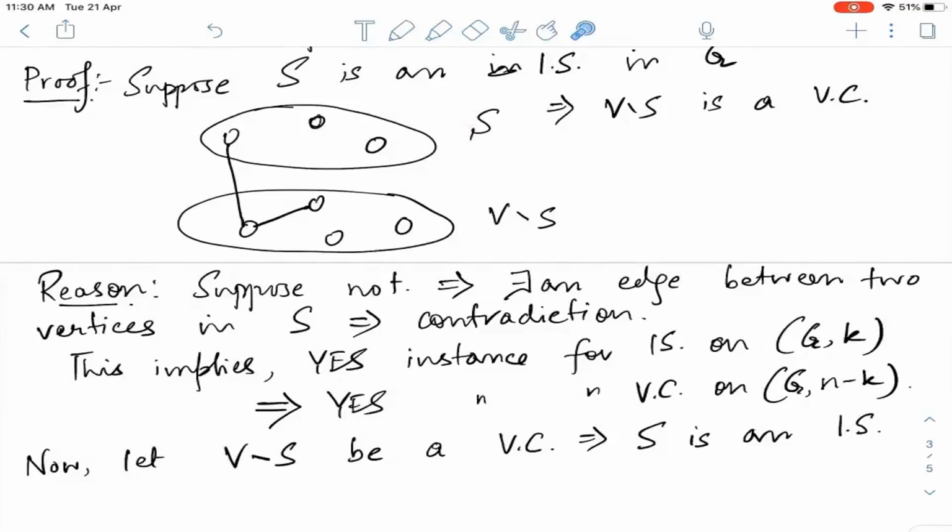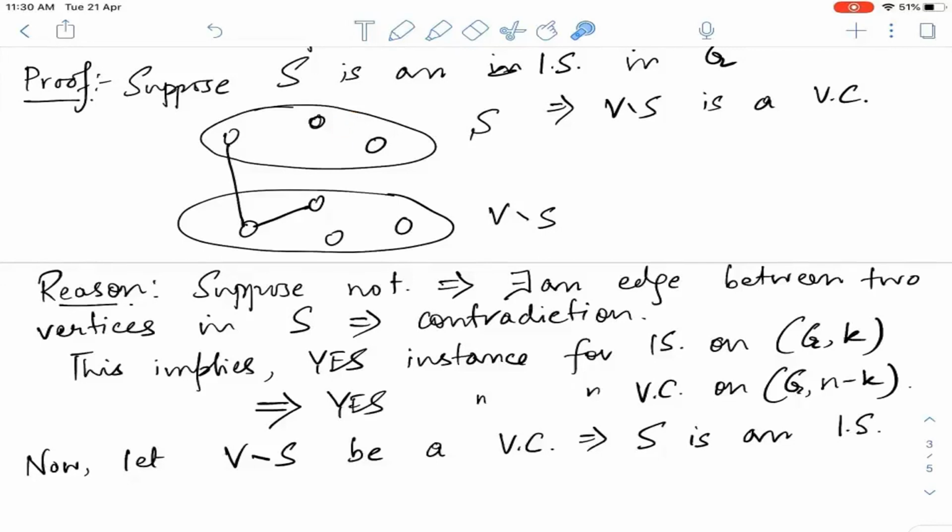It's very clear, because if not, that is, if S is not an independent set, then there is an edge between two vertices in S, which means that V minus S cannot be a vertex cover, because no vertex in V minus S can cover that edge.